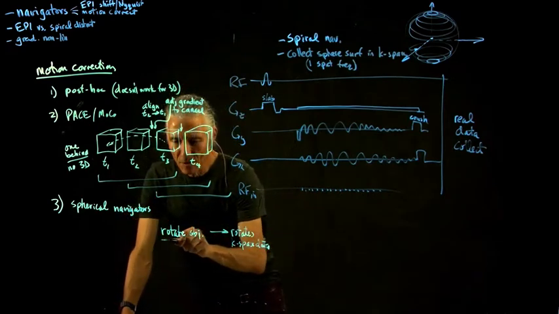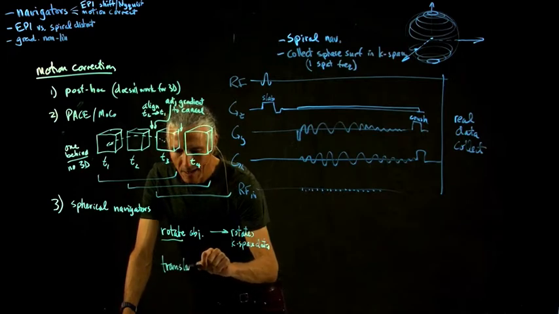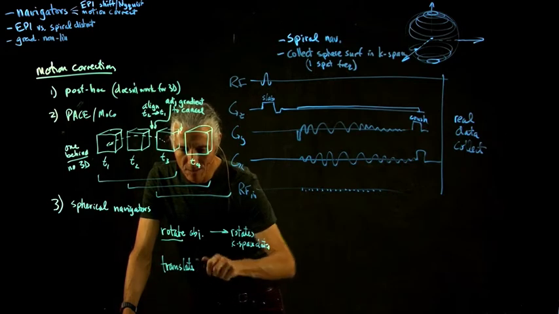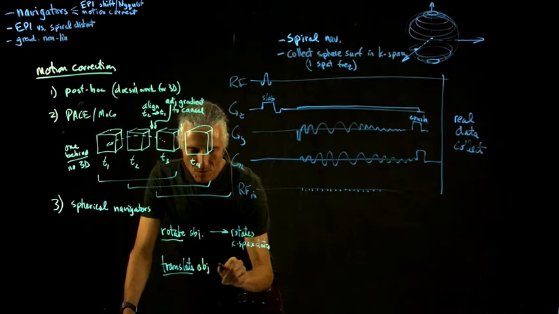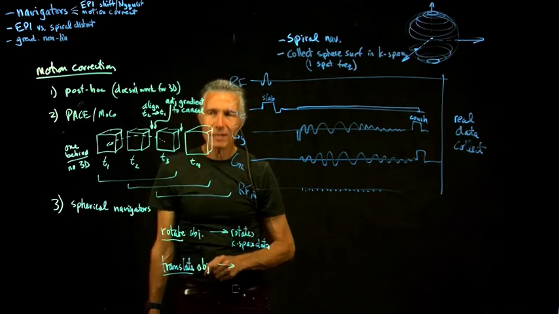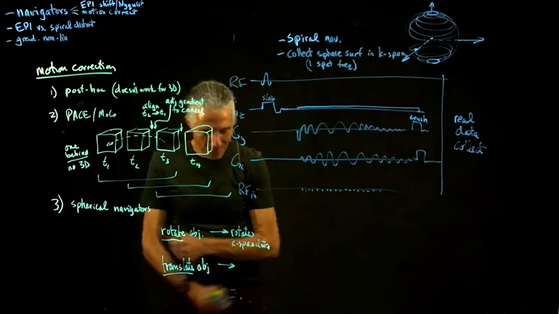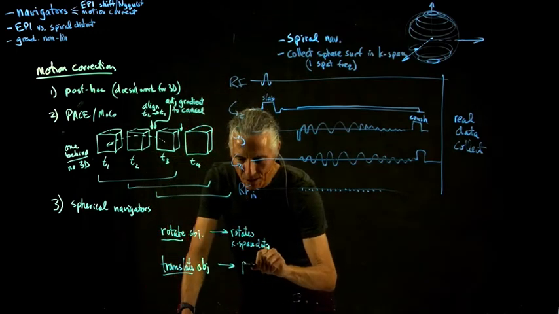But we also need to know the translation. So the translation, translate object, there's three different directions, X, Y, Z, that we can actually move the object. So what does translating the object do? The translation is the Fourier shift theorem in the main lecture today. And that just causes a phase shift.